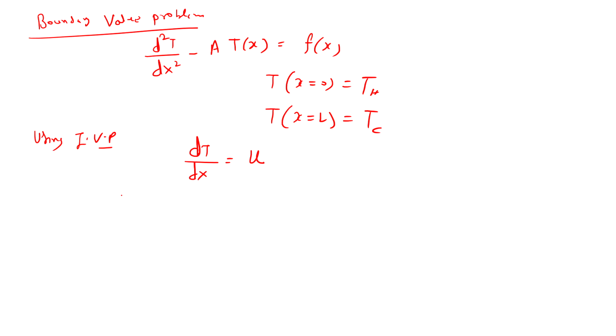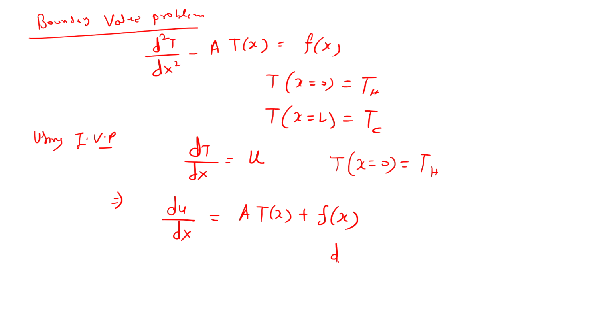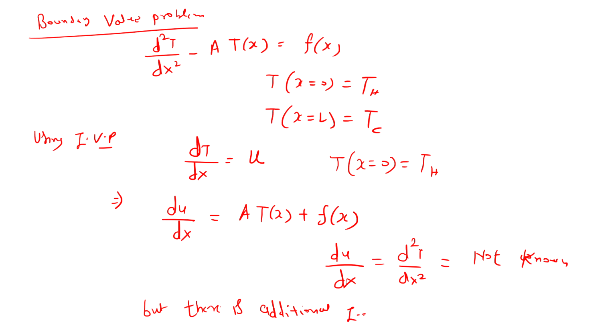Now if we want to solve this using the IVP approach, then first we will have to convert: dT over dx is equal to u. This implies du over dx is equal to a T x plus f of x. This is my first problem where T at x equal to 0 is given as T h, and du over dx, that is d2T over dx square, is not known, but there is additional info which is given, that is T at x equal to L is equal to T c.